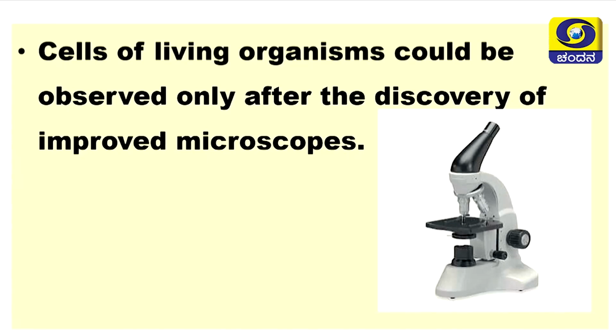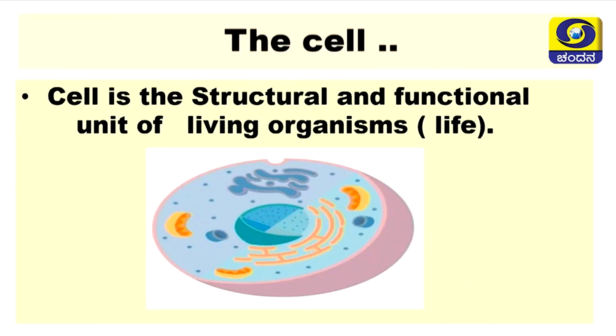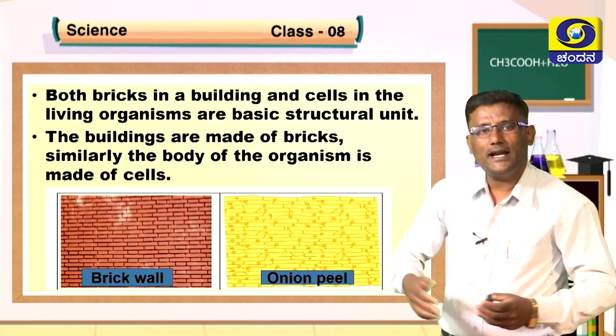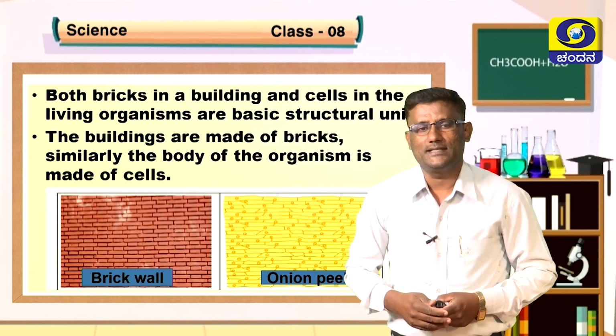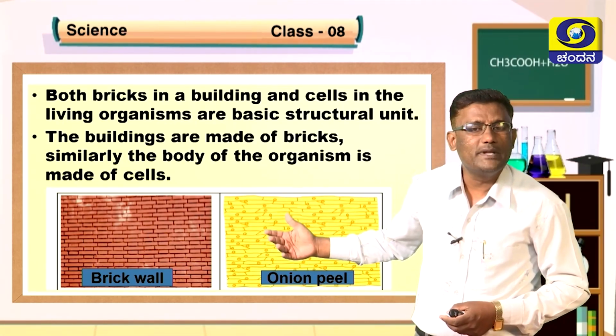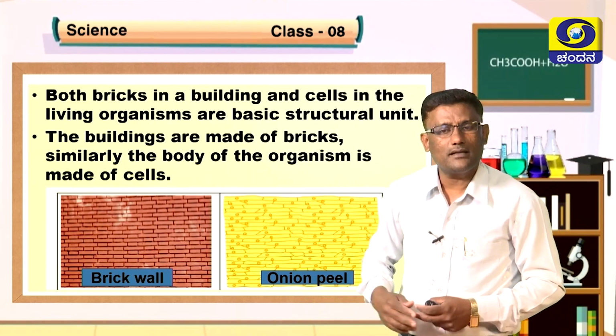Then let us understand the concept of the cell. You already know that the cell is the structural and functional unit of almost all living organisms, or the structural and functional unit of life. Here we can understand more and more about cells. The first one is the brick wall and the second one is the cells of the onion peel.